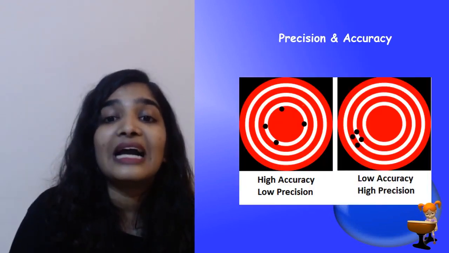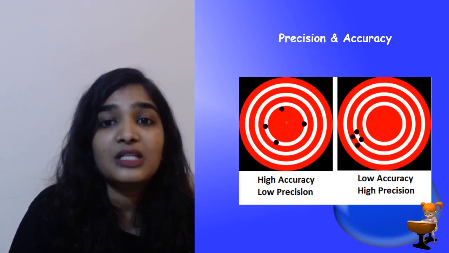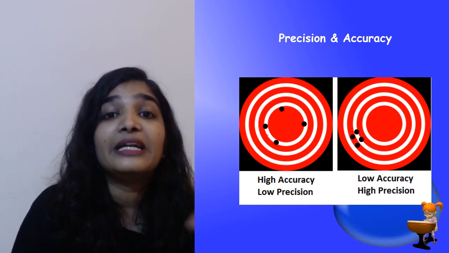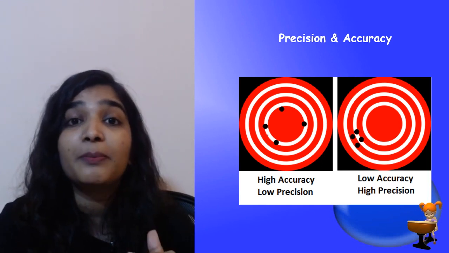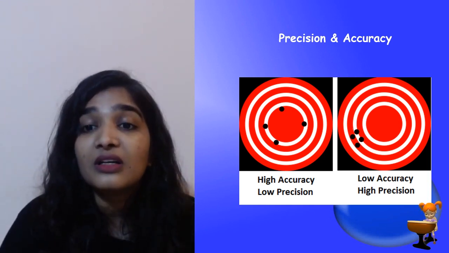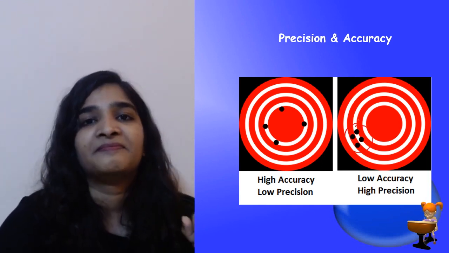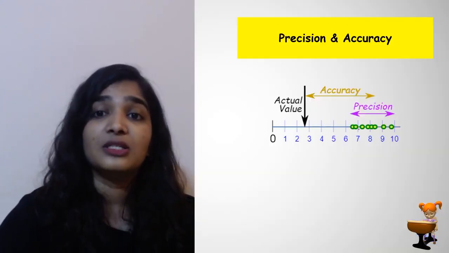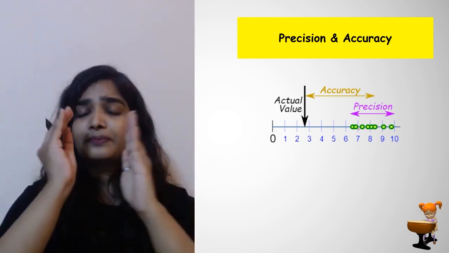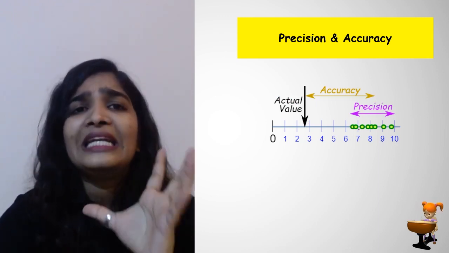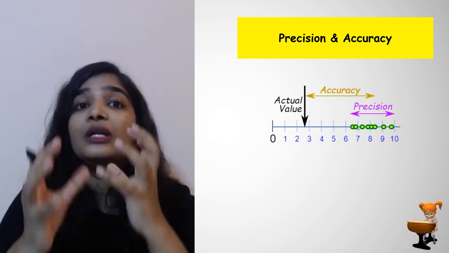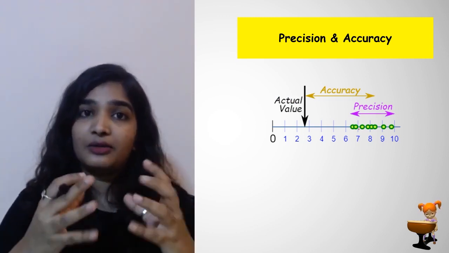See, this is high accuracy, low precision. That means this is where you have to hit, right? So it is highly accurate, but the precision is very low. Here, the accuracy is less, but the precision, see, they are all very close to each other. The precision is high. So accuracy is how near you are to the true value, and precision is how near the values are to each other.